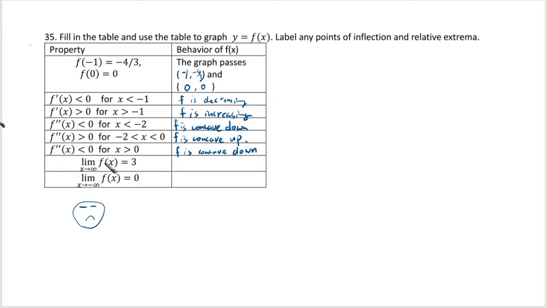Now, if the limit as x goes to positive infinity is 3, that means y equals 3 is a horizontal asymptote. And in the same way, if you send x to -infinity, you get 0. That means y equals 0 is a horizontal asymptote. Okay, so let's draw the graph using all this.